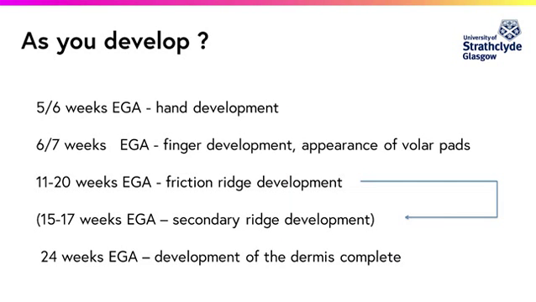The developments of the ridges from the three different regions occur at different speeds until they converge and cover the dermal surface. Between weeks 15 to 17 EGA, secondary ridges start to develop between the primary ridges and continue until week 24 EGA, when the development of the dermis is complete. These friction ridges do not change in the person's lifetime. Only injury, disease, and decomposition after death will change the friction ridge pattern.